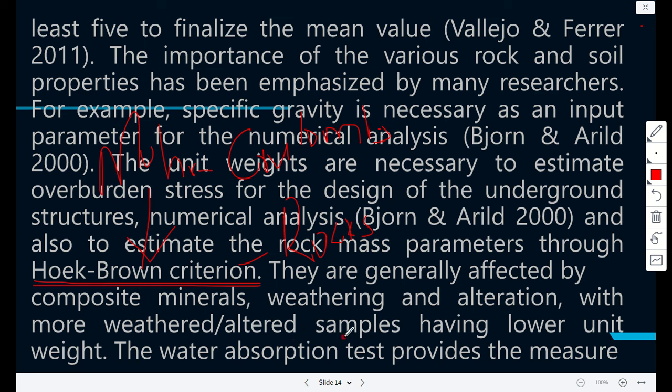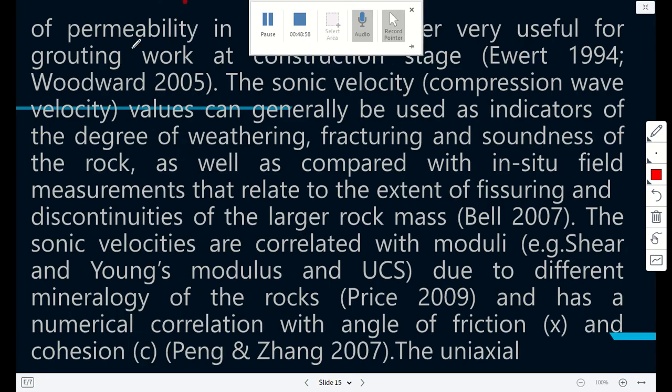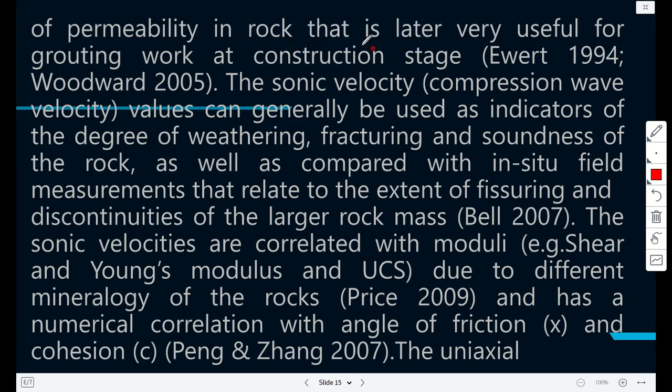The water absorption test provides a measure of permeability in the rock that is later very useful for grouting work or the construction stage. Because permeability, in fact, is very important.